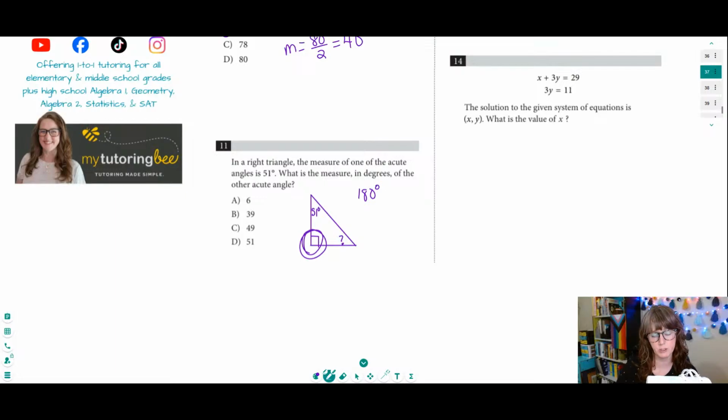They are complementary. So we can make this a little bit easier, not have to do so much addition and then subtraction. We can just do 90 minus 51, which gives us 39. And there we go. We've got 39 degrees right there.